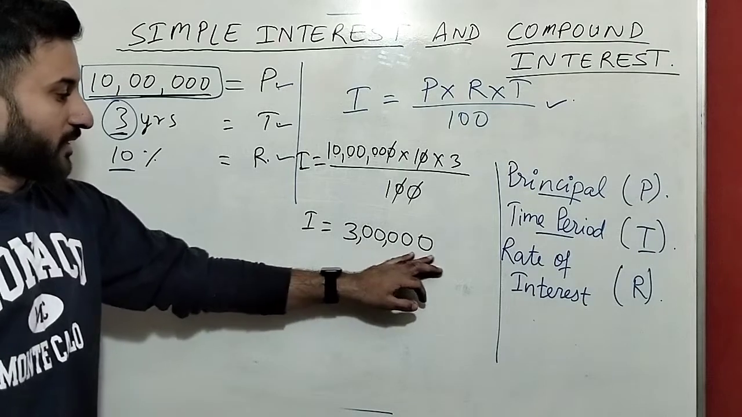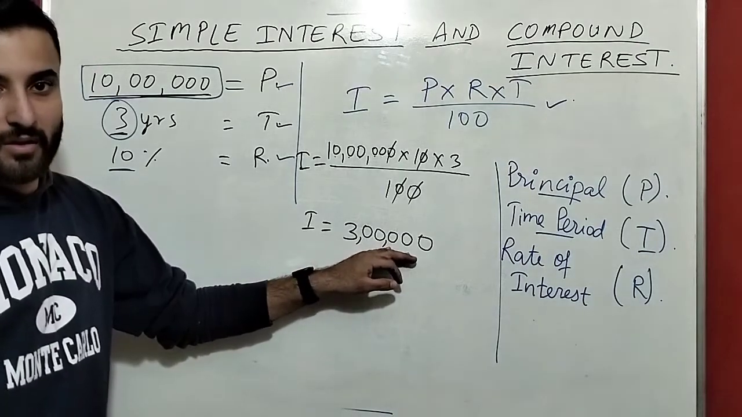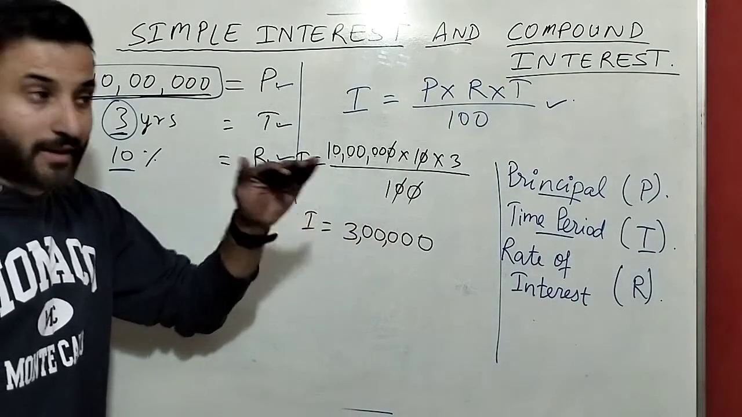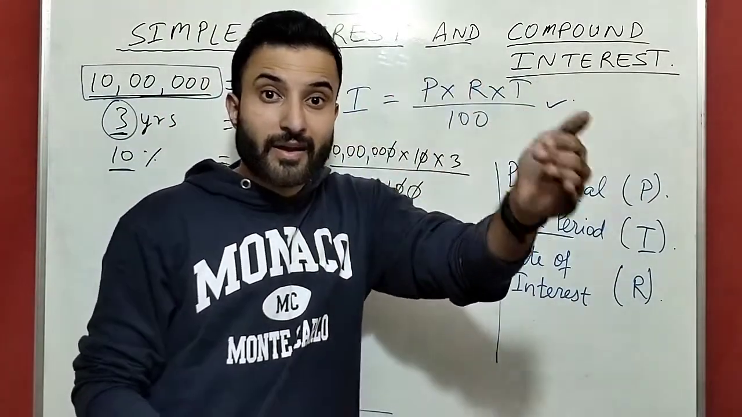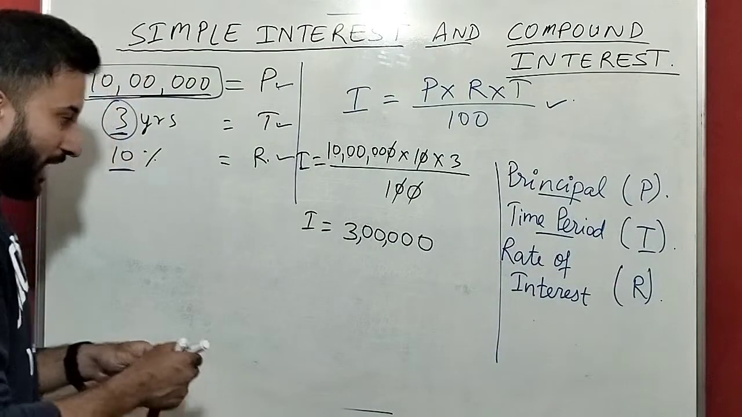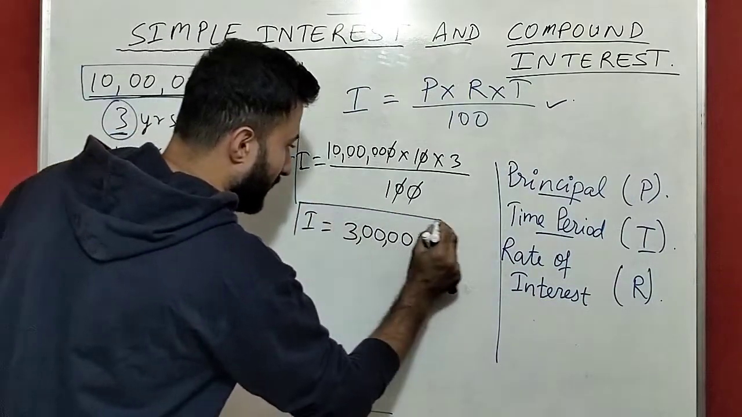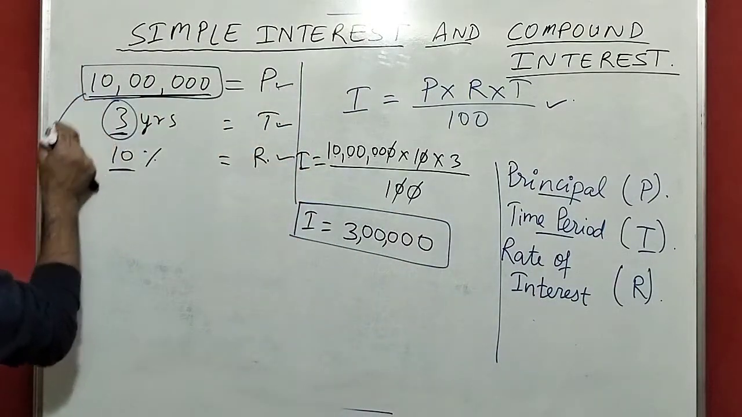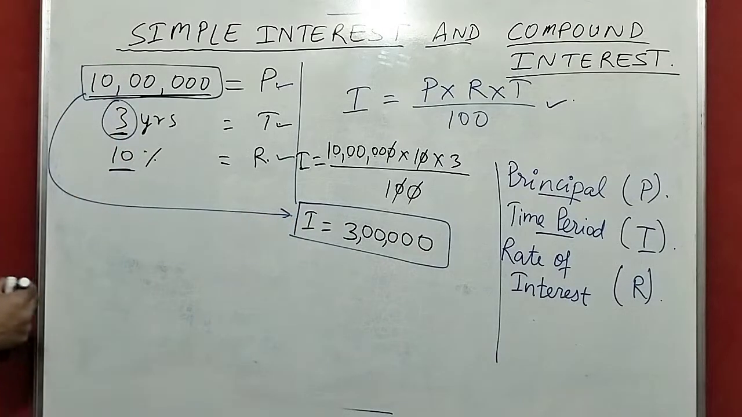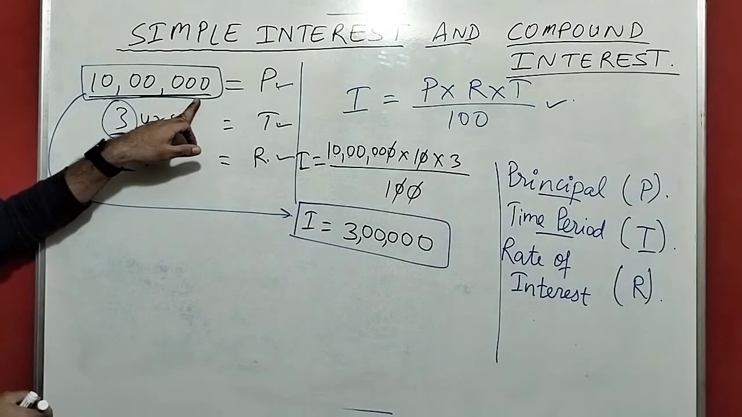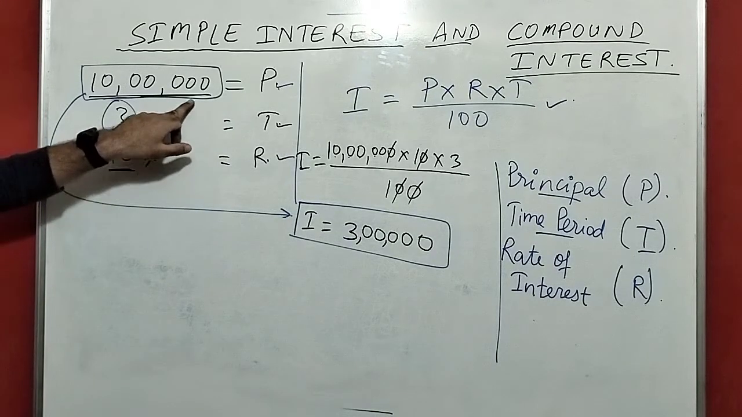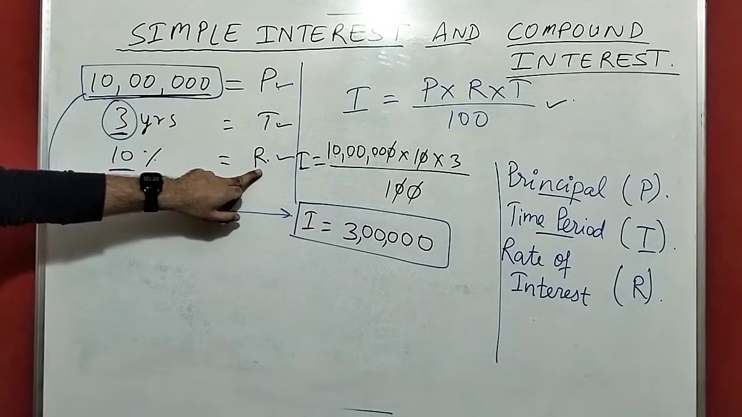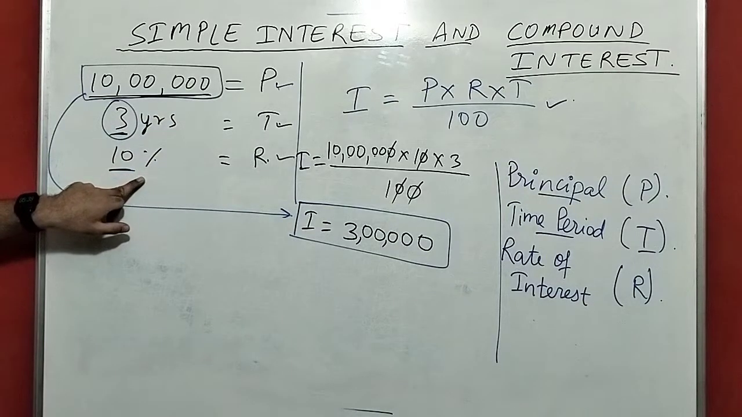How much you are paying as interest is 3 lakh. 3 lakh interest means 3 lakh is the extra charge you are paying to the bank. So this is called the interest for this 10 lakh rupees. I borrowed 10 lakh rupees from a bank and said I will pay you after 3 years. So the bank will say okay, pay me the 10 lakh rupees after 3 years, but you have to pay with a rate of interest of 10%.